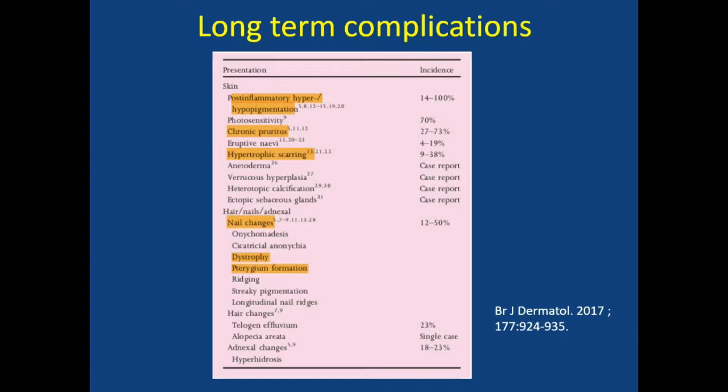Nail changes in the form of onychomadesis, nail dystrophy, longitudinal ridging, if they are present, then it is likely that the patient had SJS. Examine their oral mucosa. If the oral mucosa is bald, if there is lack of papillae, if there is persisting erythema, these are features of previous subacute SJS.